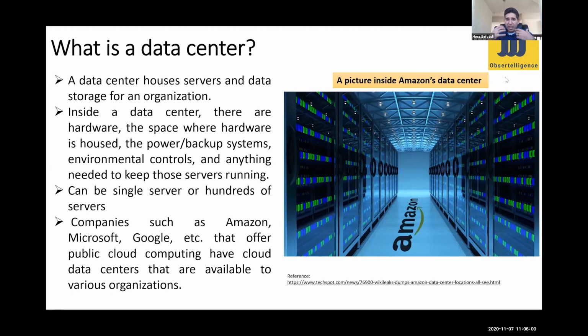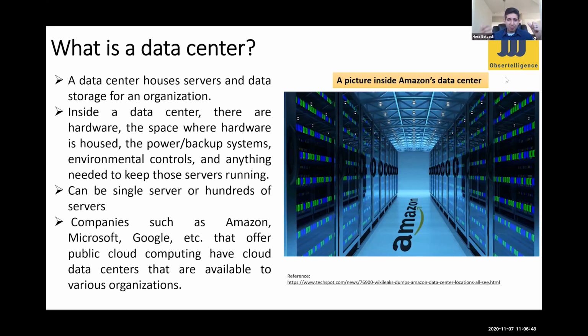Companies such as Amazon, Microsoft, Google, etc., that offer public cloud computing have cloud data centers that are available to various organizations. If you look at Amazon, for example, they have AWS. AWS is a massive cloud data center that Amazon has built. It's very powerful. I think they even have some free subscription for people to use. If you haven't done so, check it out. Very powerful. Companies such as Amazon have their cloud data center through AWS.